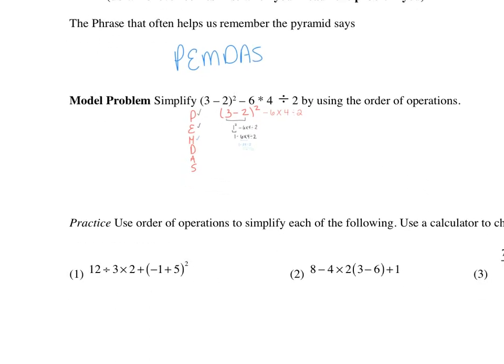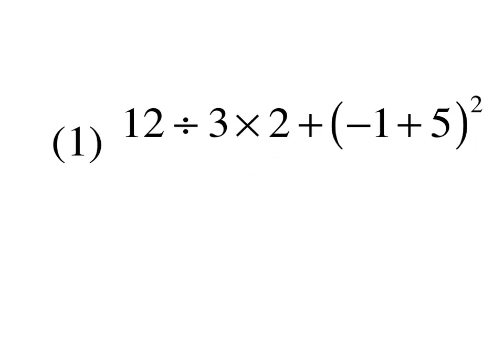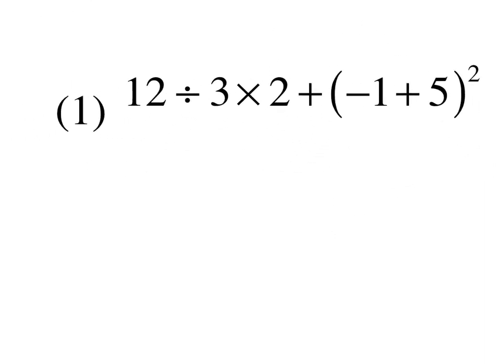But now we're going to go on to some examples. The first thing we do is we always say we have to rewrite PEMDAS. So I have 12 divided by 3 times 2 plus negative 1 plus 5 squared. I've got parentheses, so I got to do my parentheses first. So I say to myself, what's negative 1 plus 5? You guessed it, it's 4. So I have 4 squared.